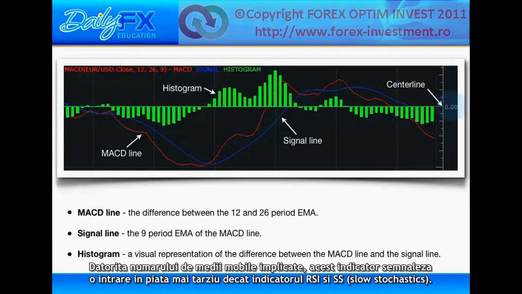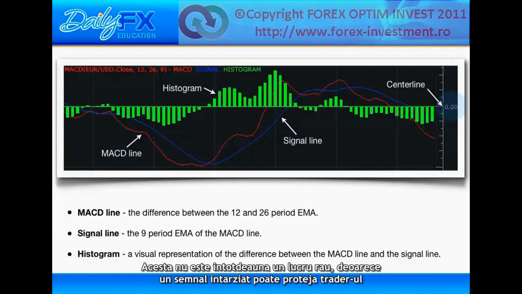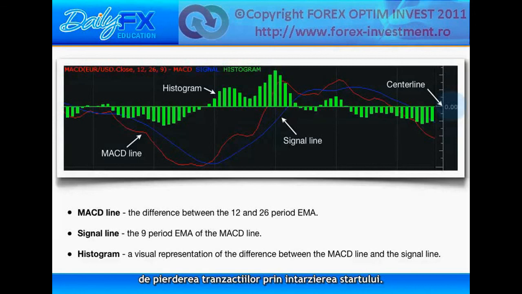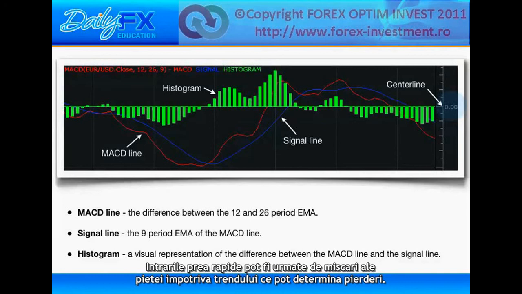Because of the number of moving averages involved, this indicator typically signals an entry later than both the RSI and slow stochastics. This is not always a bad thing though, as late signals can also keep the trader out of losing trades by delaying the signal to enter. Early entries can be followed by a move against the trade, which can result in a loss.